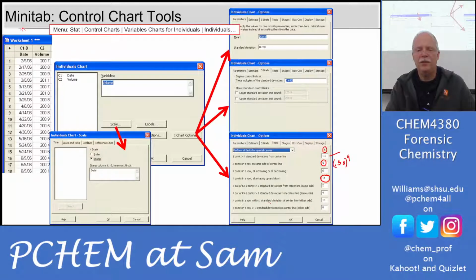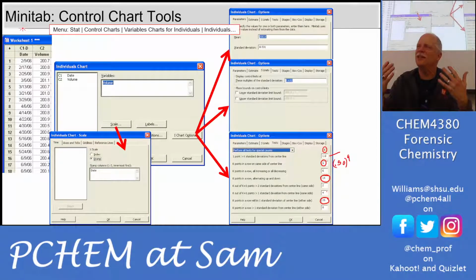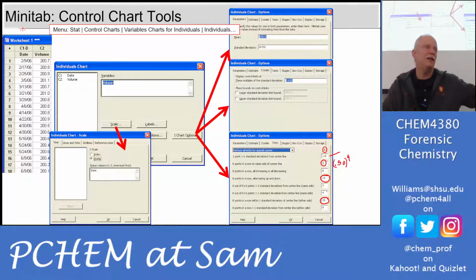Then you have k points in a row within one standard deviation of the center line. Now this one's strange. This is 15 data points within plus or minus one standard deviation. That sounds like a good thing, doesn't it? Because you've had the random spread of data, and now all of a sudden your data's tightened down, all within one standard deviation for 15 consecutive data points. Why would that cause you to look at the data? What is it telling you, maybe?